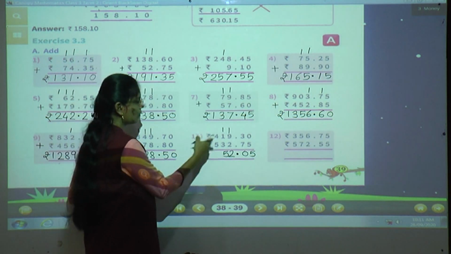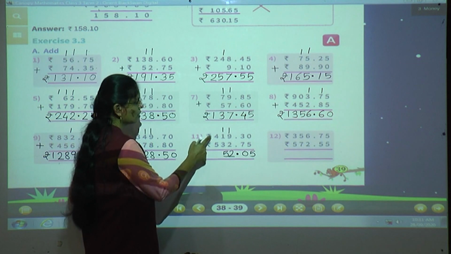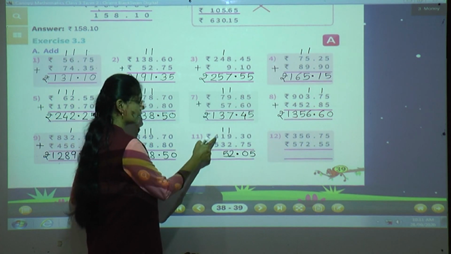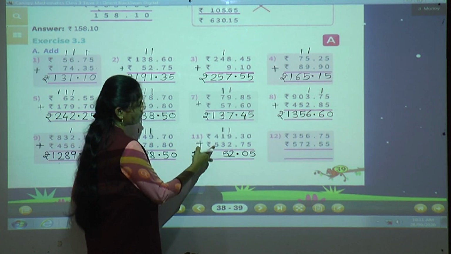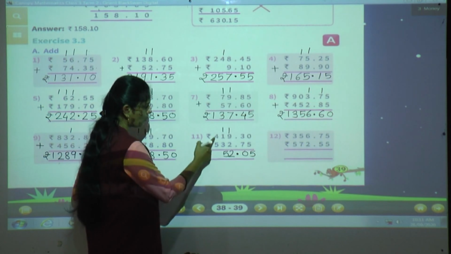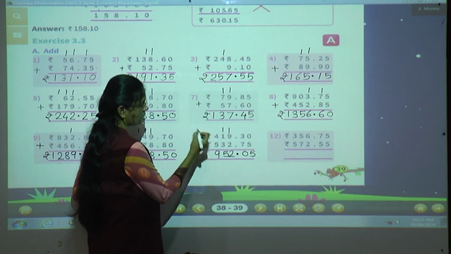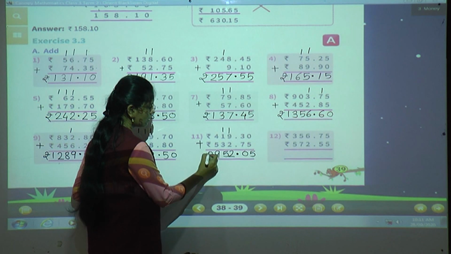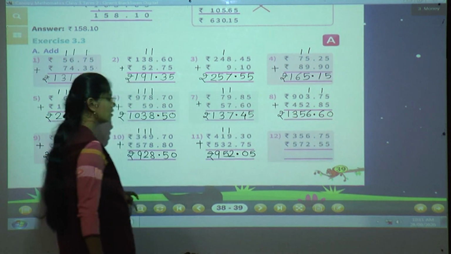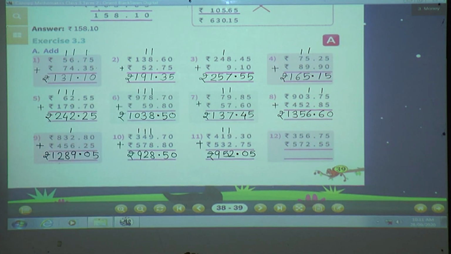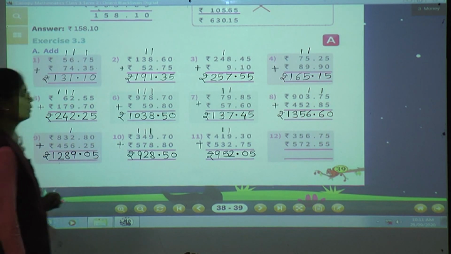Next, here 4 is there and here 5 is there. So 4 plus 5. After 4 you have to count your 5 fingers. 4 plus 5, 9. So write here 9 and we'll give a symbol of rupees here. So read the answer. Yes, rupees 952 and 5 paise. Okay. Now see this next example.